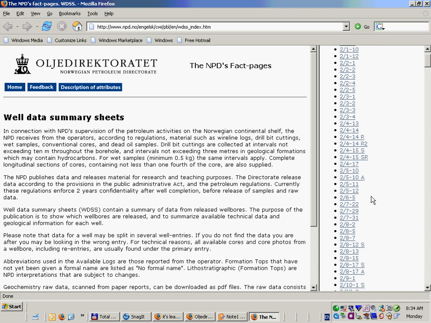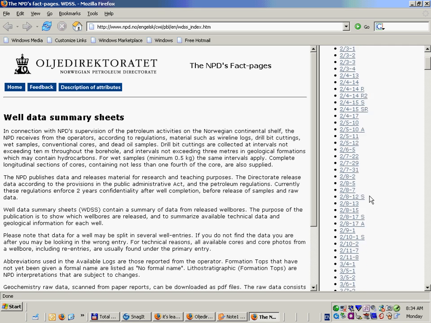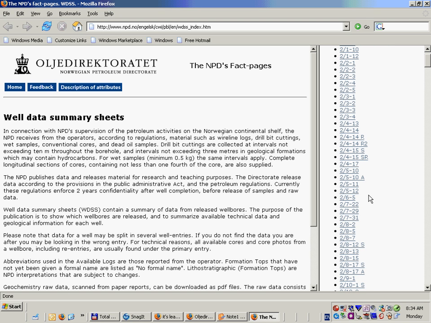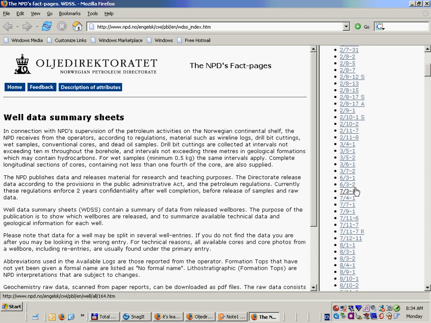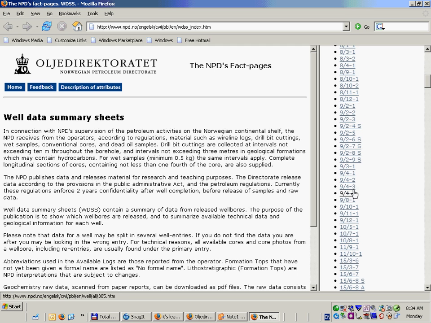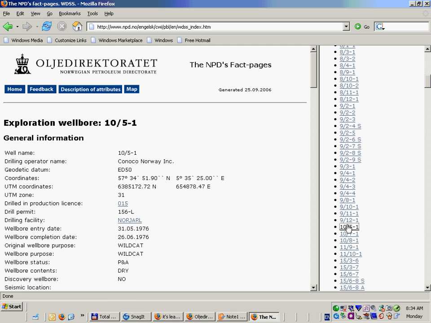2-4. These are some of the Ekofisk wells. I don't know if we've got any pictures of chalk there. Let's see here. You just want to pick a well? Anything you like? 10, 10, 5, 1. I don't know what it is. It's probably a dry hole.